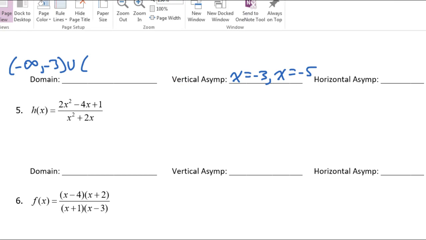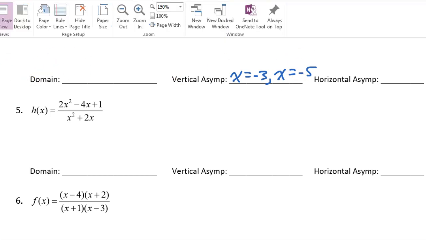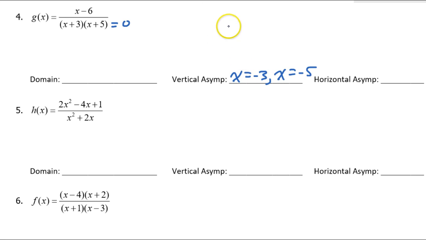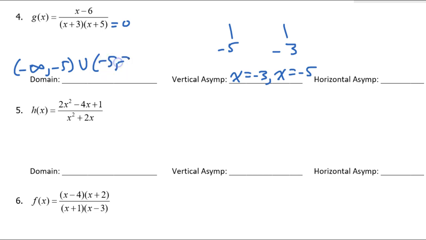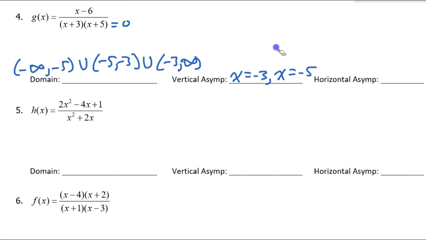you know what, I messed that up a little bit because on a number line, -5 comes first, right? We have -5 and then -3 would be to the right. So I better say -infinity to -5, union -5 to -3, that's between the two, and then union -3 to infinity. So got to be careful about the order of things there.